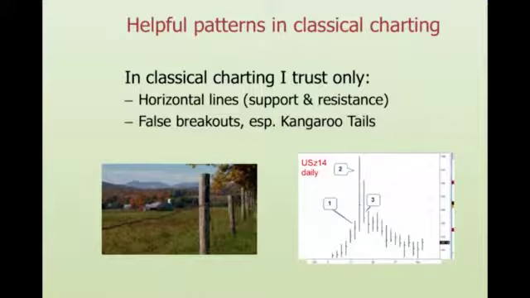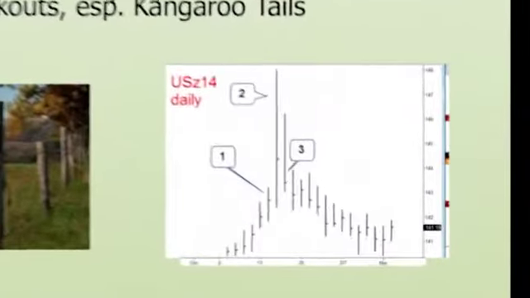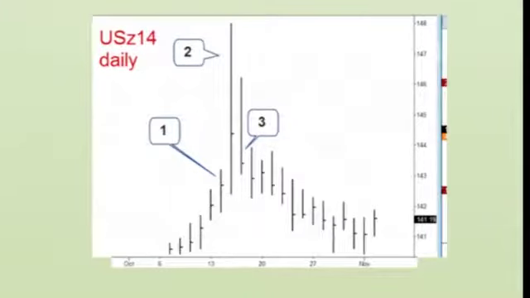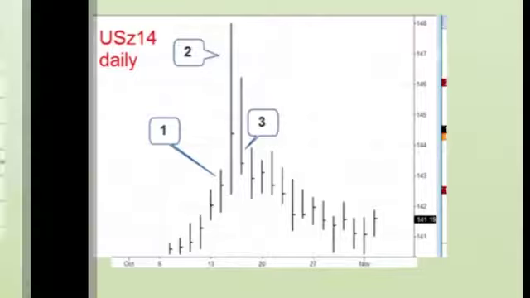And my favorite form of a false breakout is called a kangaroo tail, where there are two fairly narrow bars bracketing a very tall bar. A kangaroo tail, or a finger: the market throws out this long line, tries that price level, and then says, nah, don't like it, and goes the other way.